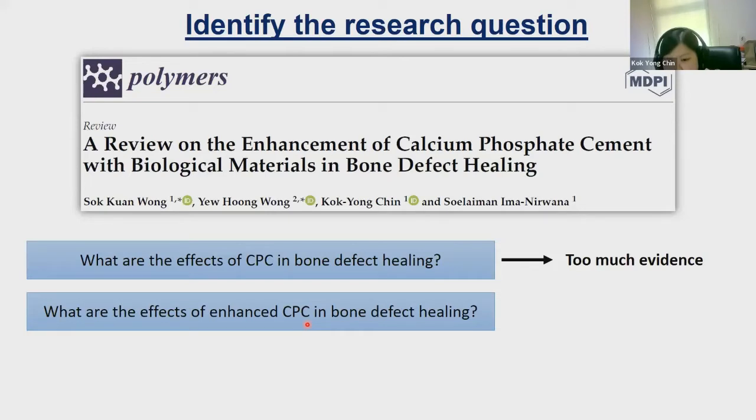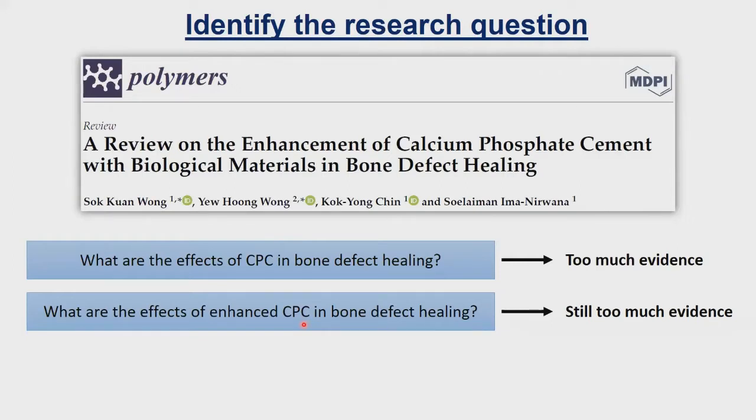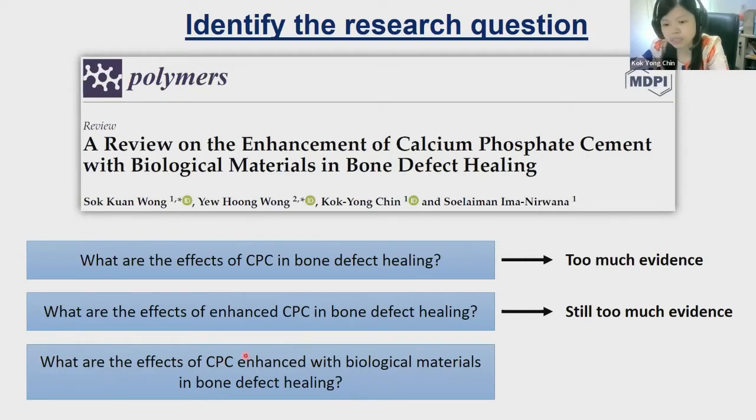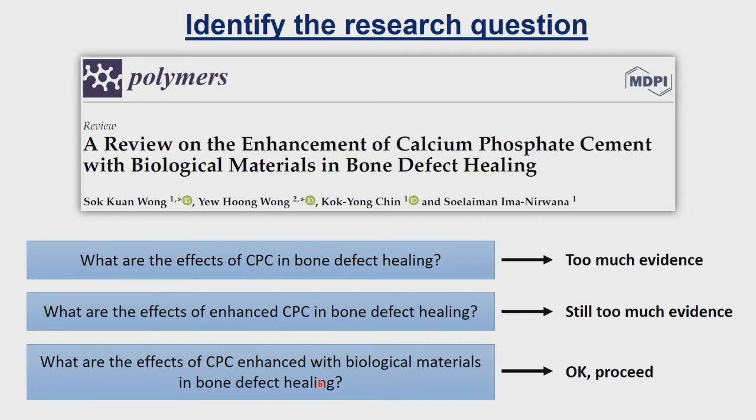By looking at the evidence, I searched through the search engine as well, and I still found that it was too much evidence. So I tried to narrow it down again, because I realized that some of the CPC is enhanced by synthetic materials, and some is enhanced by biological material. That's the reason why I further narrowed it down to the enhancements of the CPC using biological material. Okay, so I checked through the search engine again and found that it is manageable. At the end of the screening and everything, I got a number of studies included into the review. So that's why I think it is manageable, and I proceeded with it.